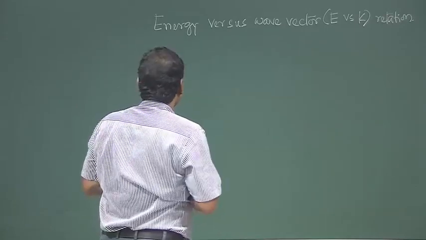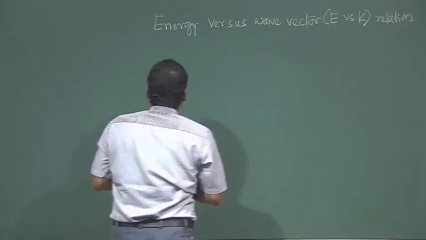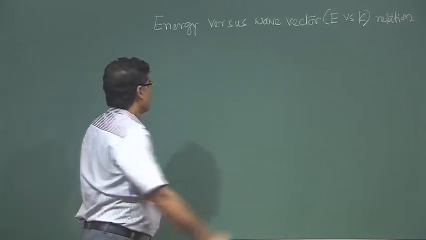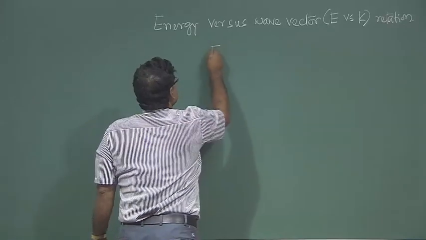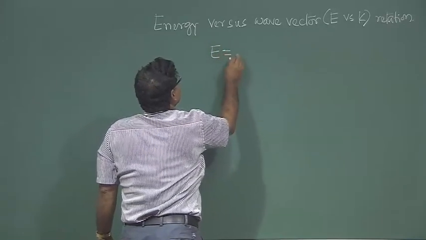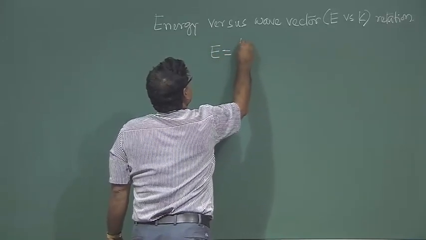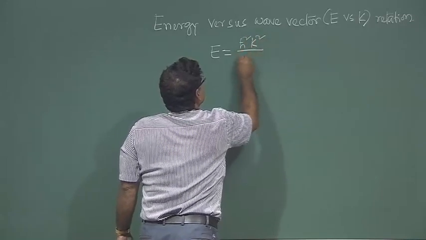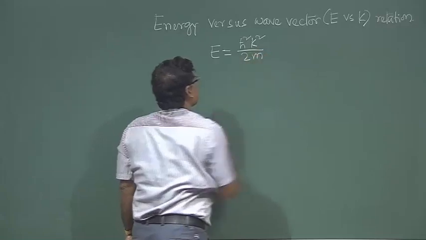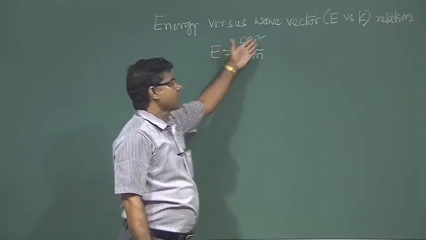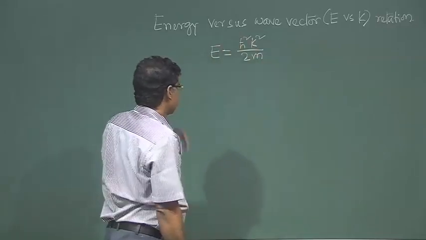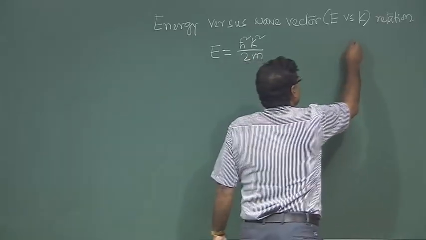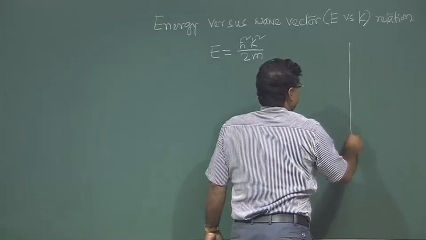So, for free electron, this relation we have seen that E equal to h cross square K square by 2m. So, E is proportional to K square. So, it gives a parabolic relation.